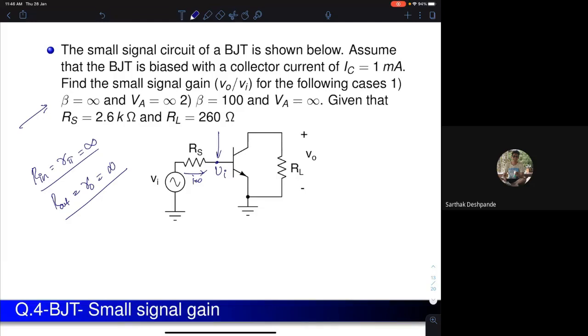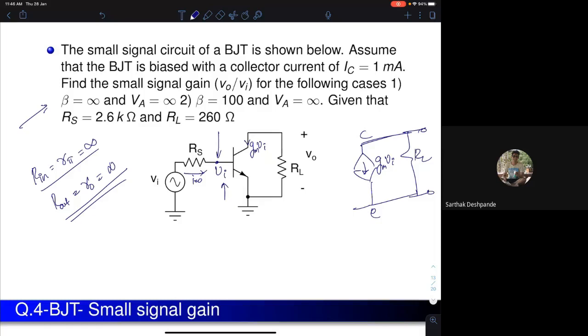Now I want you to visualize this way. The moment you apply a voltage VI here, a current gm VI is going to flow from collector to emitter. That's what your small signal model is telling you, right? Small signal model tells you a current gm V pi, or now in this case it is gm VI, is going to flow from collector to emitter. R naught is infinity, so I can ignore R naught here. So you just have a circuit like this.